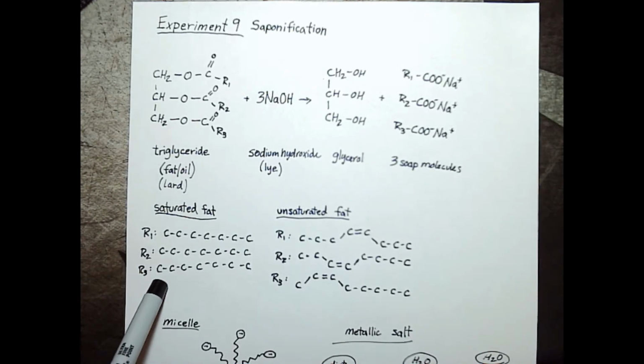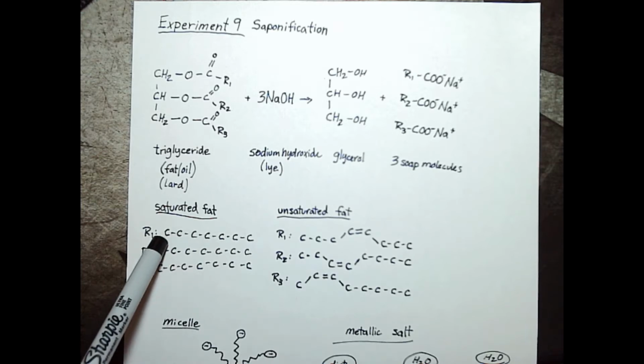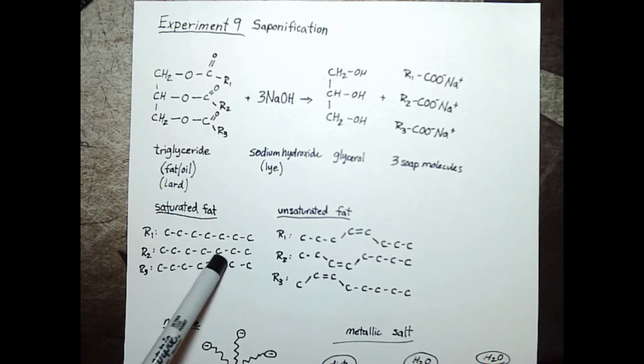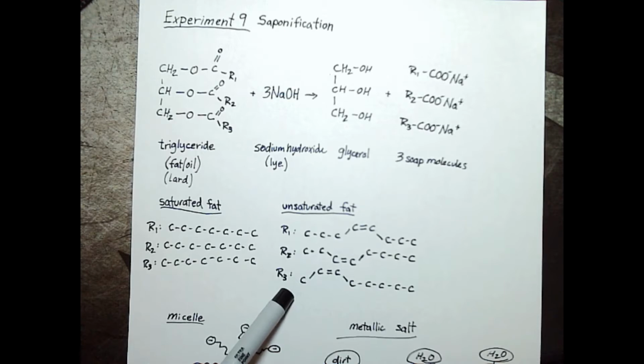Generally, saturated fats, those are found as solids at room temperature. This is because the carbon chains are really straight and they stack really well on top of each other. So that results in the solid triglyceride. Unsaturated fats, those are usually oils.